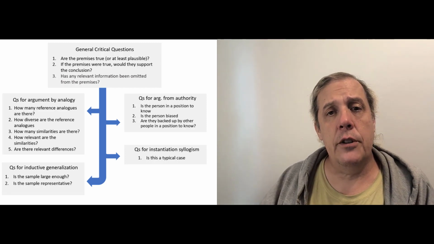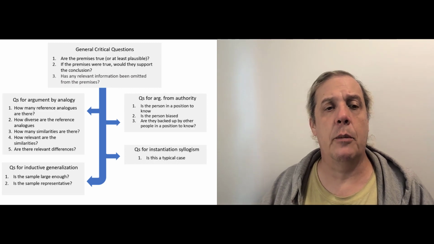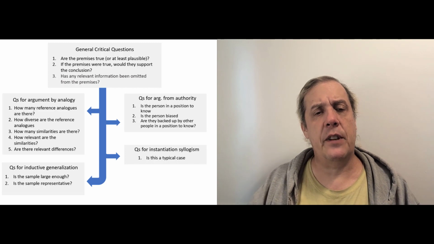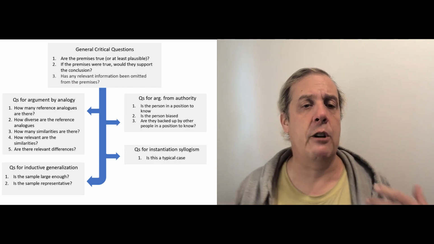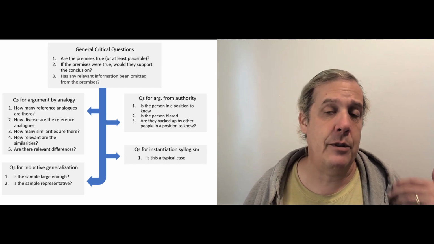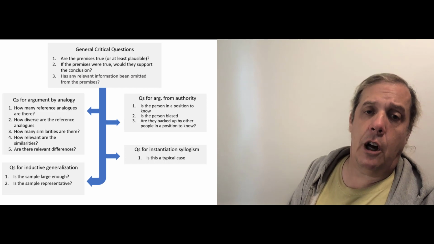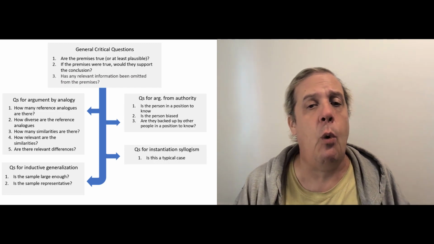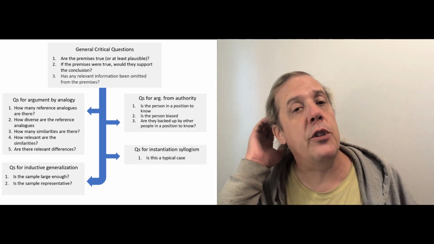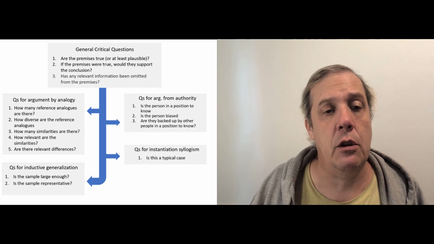So for the more specific forms of argument, there are specific spin-offs or variations on some of these questions. You can always be asking, are the premises true? But there are also specific ways you want to think about whether or not the premises support the conclusion, or specific kinds of missing information you want to look for.